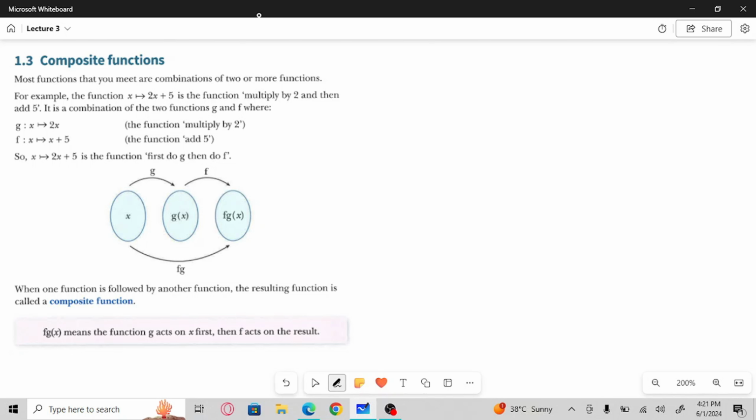Hey everyone, this is the Math Nexus, and we are in the third lecture for IGCSE and O-Level Admins. Today we are going to solve exercise 1.3, and the main objective in this exercise is to understand what composite functions actually are.